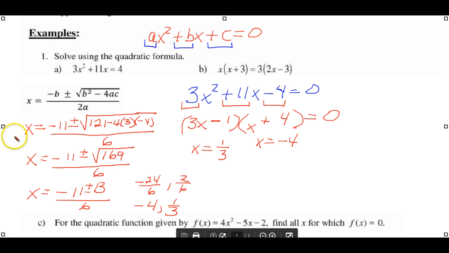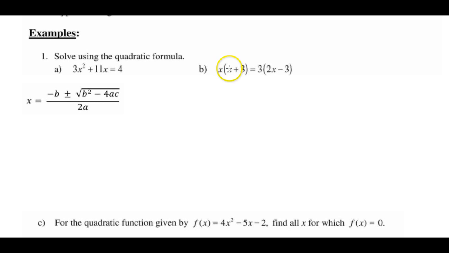So, our first example. Now again, we're asked to use the quadratic formula. So as we look at letter B, is this in standard form? No. So we need to do so. So let's clear parentheses. X squared plus 3x equals 6x minus 9. Now we need to bring everything over to one side to put it in standard form. So we'll give you a moment to do that.